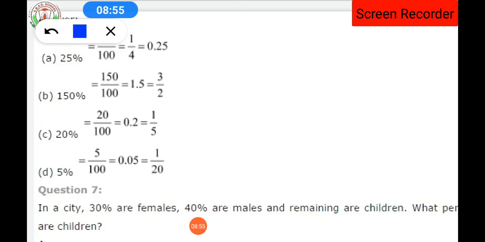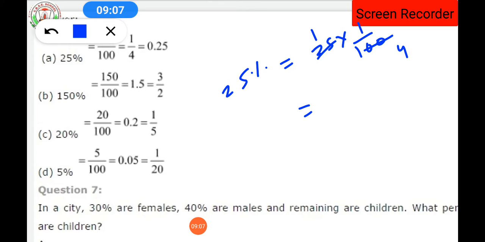So as we know, 25% can be written as 25 into 1 upon 100, isn't it? So the 1's, and here the 4's get cancelled. So 25% is equal to, as a fraction, 1 upon 4. Now converting this to the decimal form, that is 0.25.